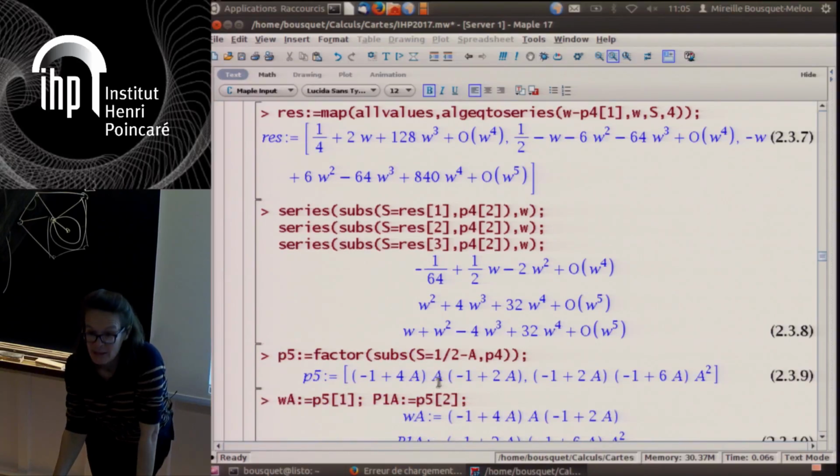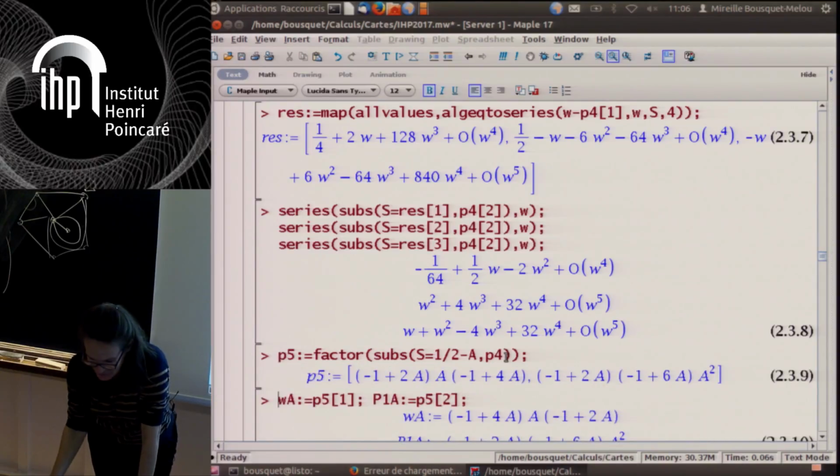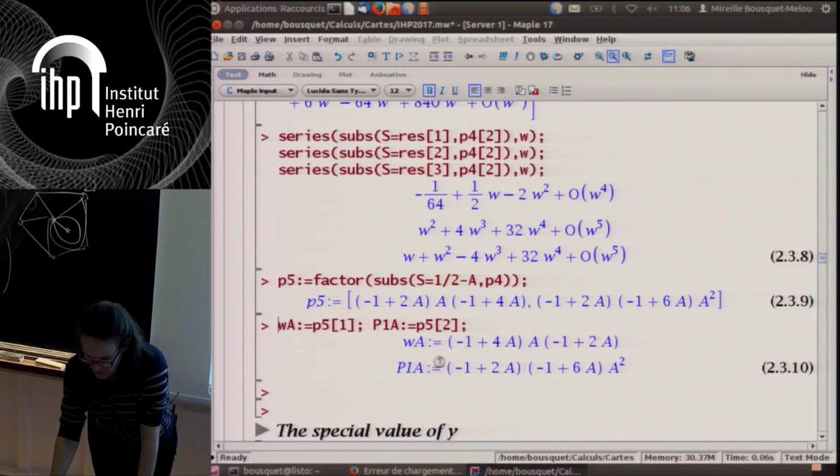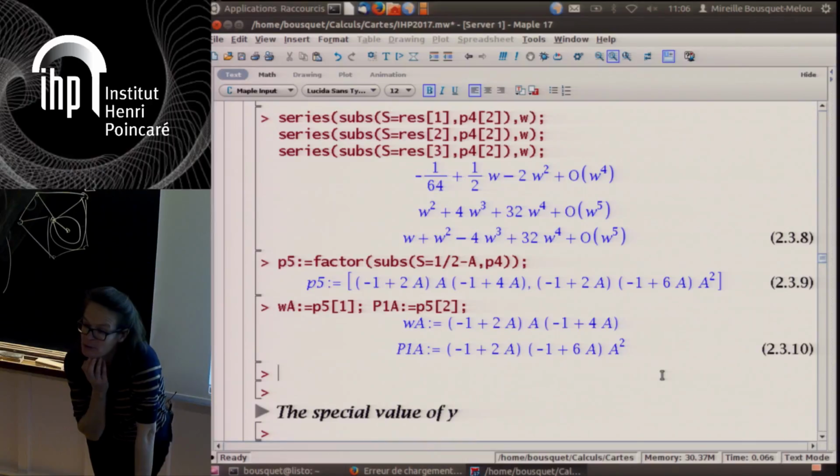So this leads me as before. The third one still seems to be, yeah, but with the minus, that doesn't count anything. So I replace S by a half minus A. Now I'm back to my A notation. And so here is what you get. If W is this polynomial, then P1 is that one. Okay? So you found your parametrization, and that's another way of getting coefficients.